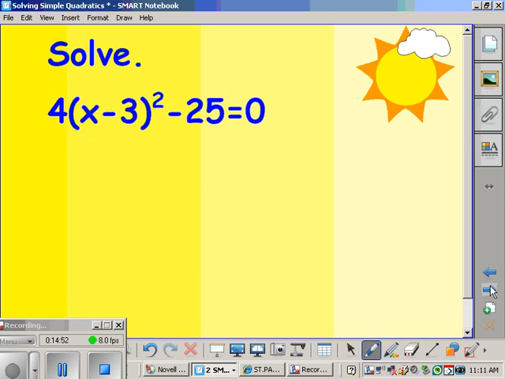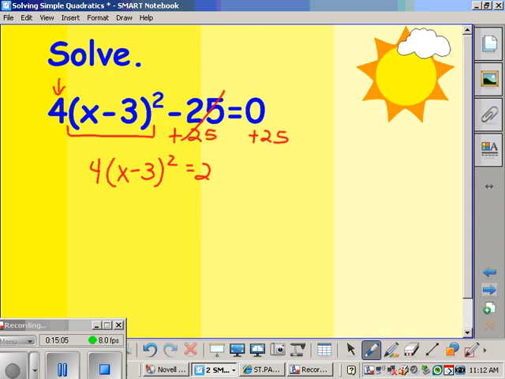Okay, this one has a little bit extra because you have this 4 here, but we'll start out the same way. We want to isolate this part right here. So we're going to add the 25. So we would have 4 times x minus 3 squared equals 25. Now to finish isolating this part right here, since 4 is being multiplied by the x minus 3, to move it over, we're going to divide it.